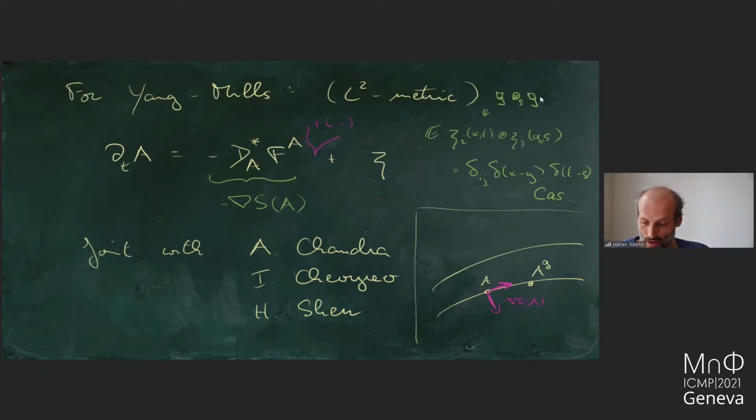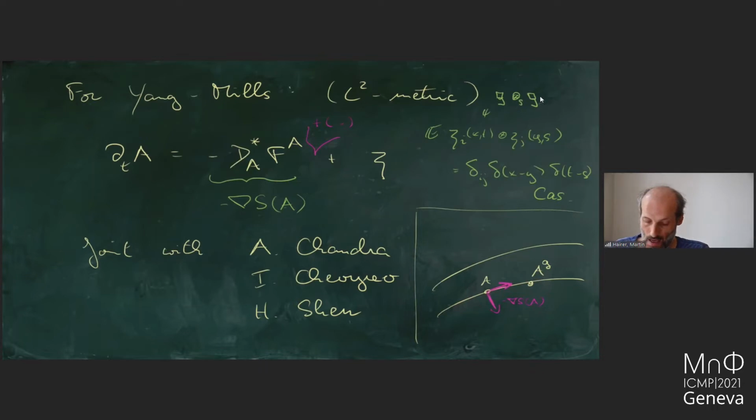And for the noise, you end up with a noise that's conjugated with G, but conjugation with G is an orthogonal transformation of the noise, so it doesn't change its law. Okay, so because of that, this equation, at least formally, is sort of invariant in law under the action of the gauge group.